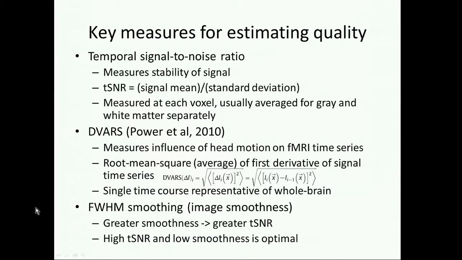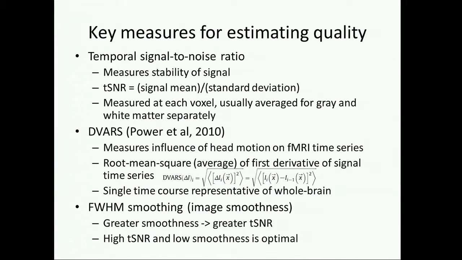And lastly is the full width at half max smoothness of the whole image. That's essentially a single number. Just to review, TSNR is a metric calculated at each voxel, DVARS is a single time series representative of the whole data set, and this is one number to represent the smoothness of the data.